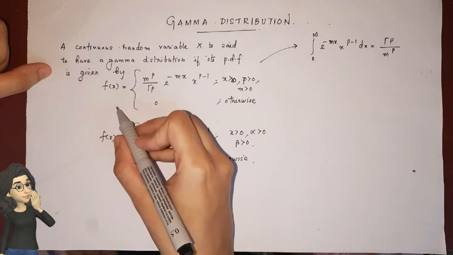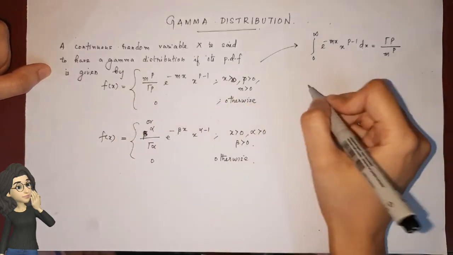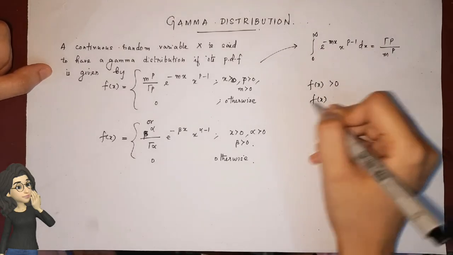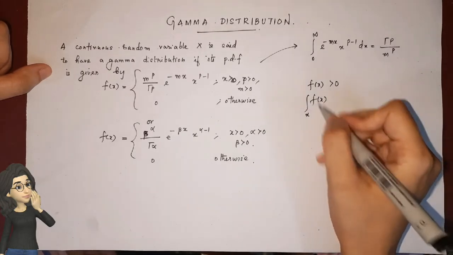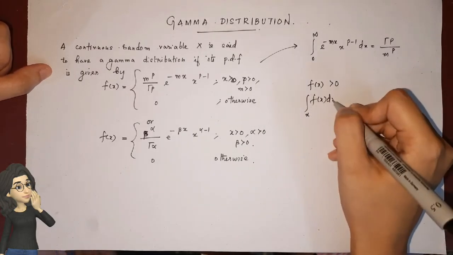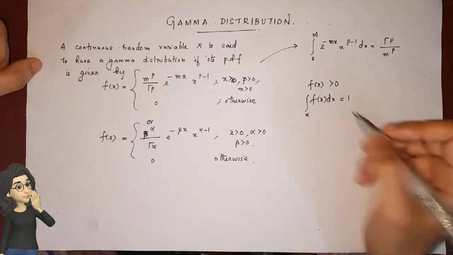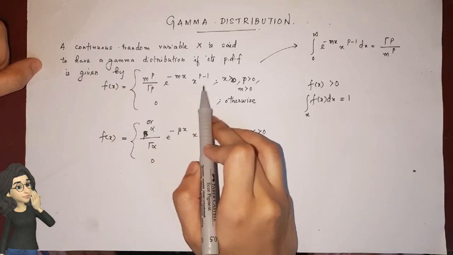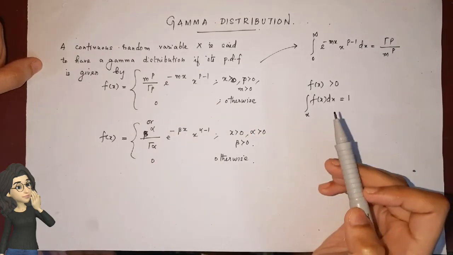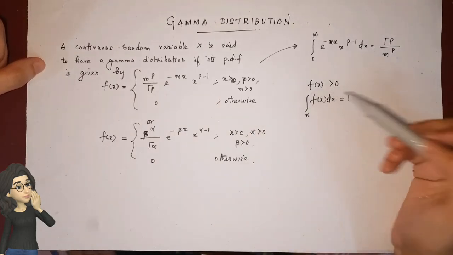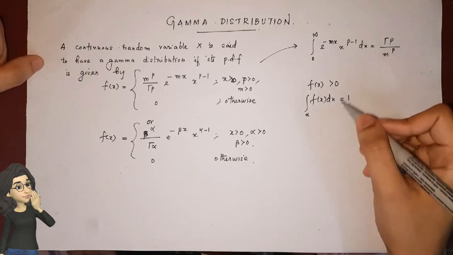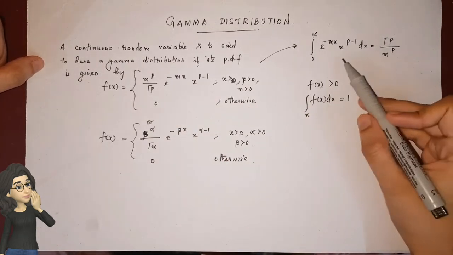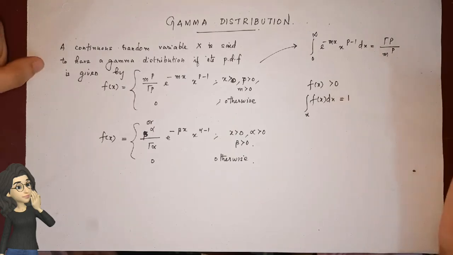We know for a function f of x to be a PDF, f of x must be greater than 0, and also integrating f of x over the full range of x, dx, must give 1. So it has been said that f of x, m raised to p divided by gamma p, e raised to minus mx, x raised to p minus 1, is a PDF. So these two conditions must be satisfied. We are going to check whether these two are satisfied, and if so, we will get this function. So that is what we are going to do.